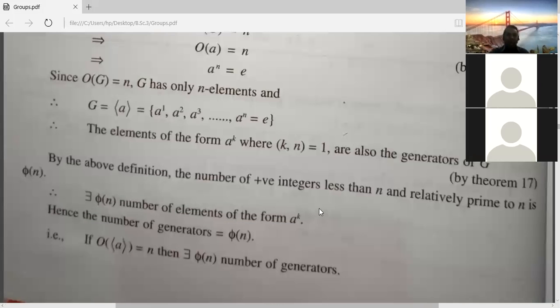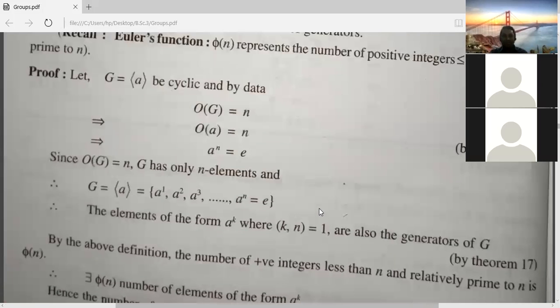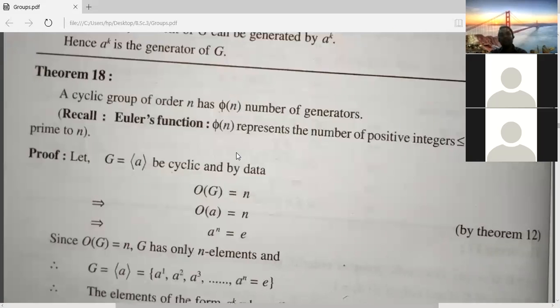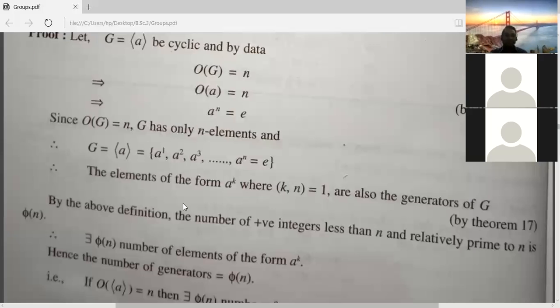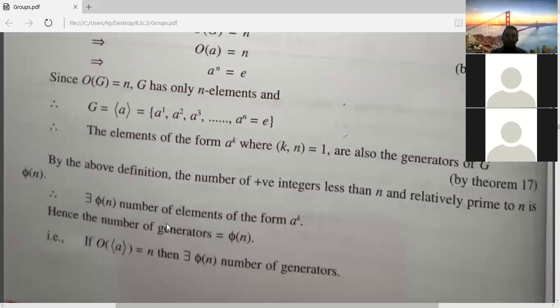Now by the above definition, the number of positive integers less than n and relatively prime to n is phi of n. That is already taken here. Starting with phi of n means you are taking the definition, your phi function. Now there exist phi of n number of elements of the form a to the power k. Hence the number of generators is equal to phi of n. Okay. Now order of a is equal to n.